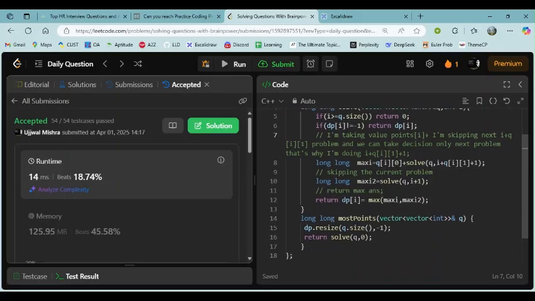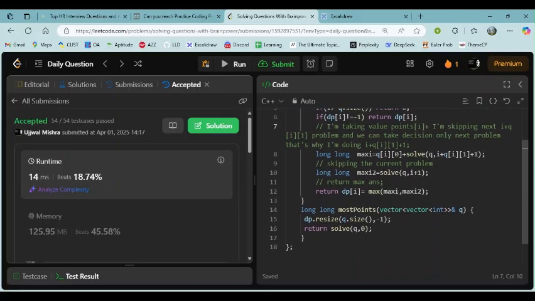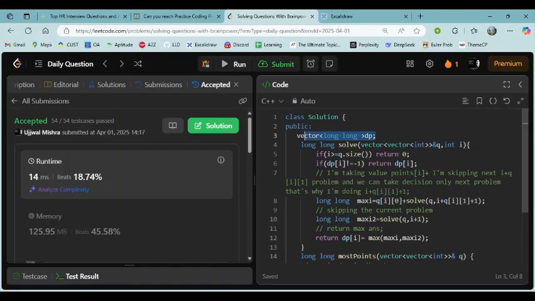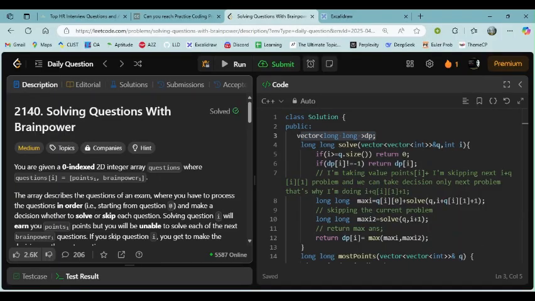Then let's talk about time complexity and space complexity. The time complexity of this solution will be O(n), and the space complexity will also be O(n), because I am using the DP table for storing the values. Hope you understand the problem.